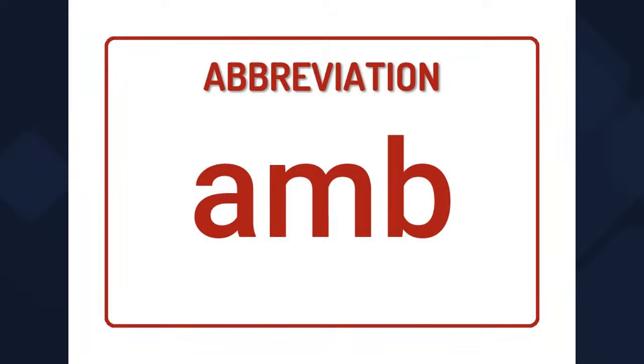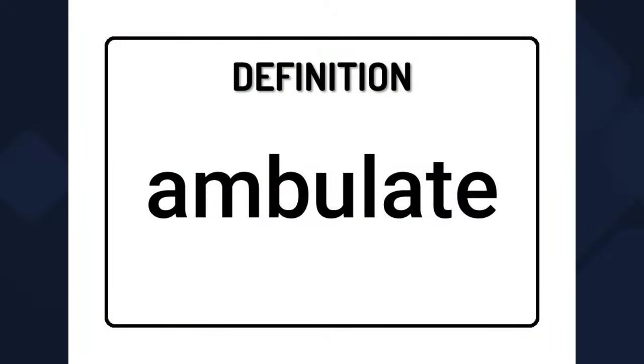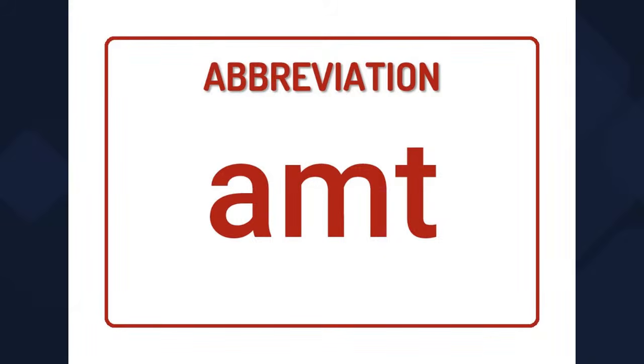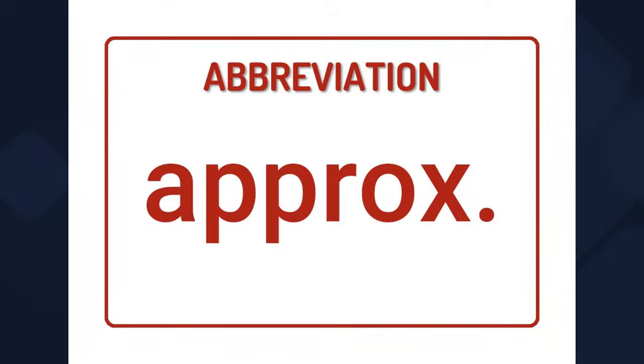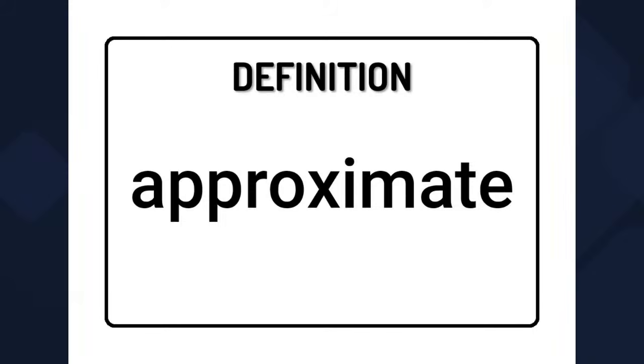AMB is short for ambulate. AMT is the abbreviation for amount, and every facility has their approved list of abbreviations. So when in doubt about whether or not an abbreviation can be used in your facility, please check with your charge nurse or medical director. This one's easy. Approx is the abbreviation for approximate.